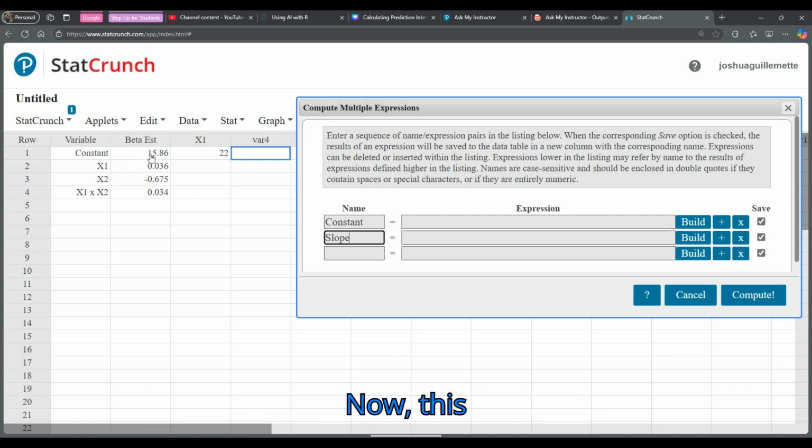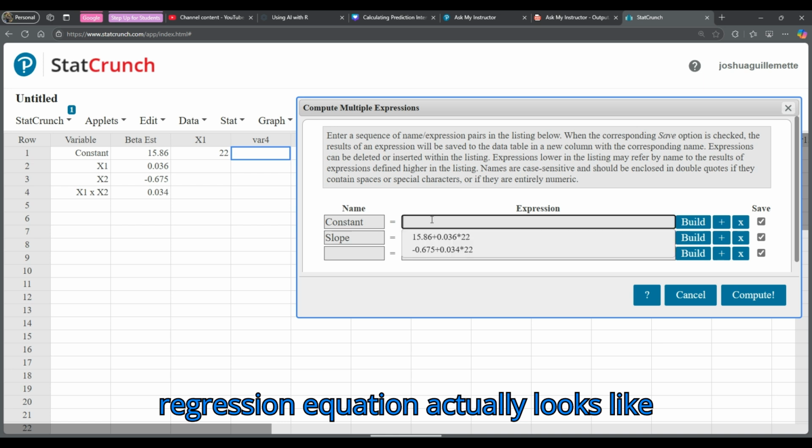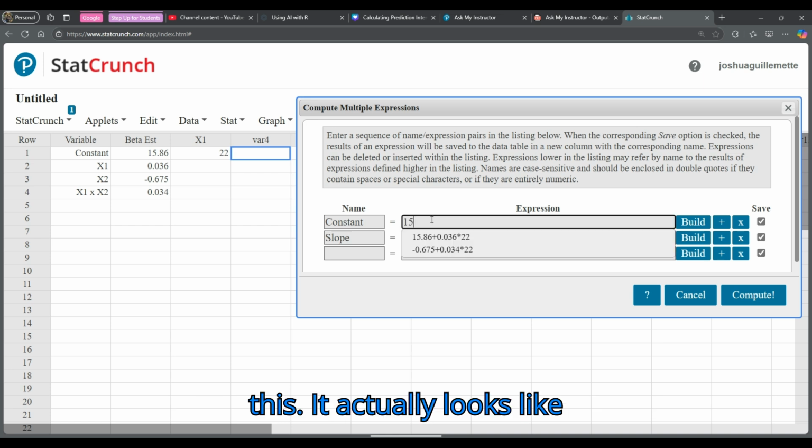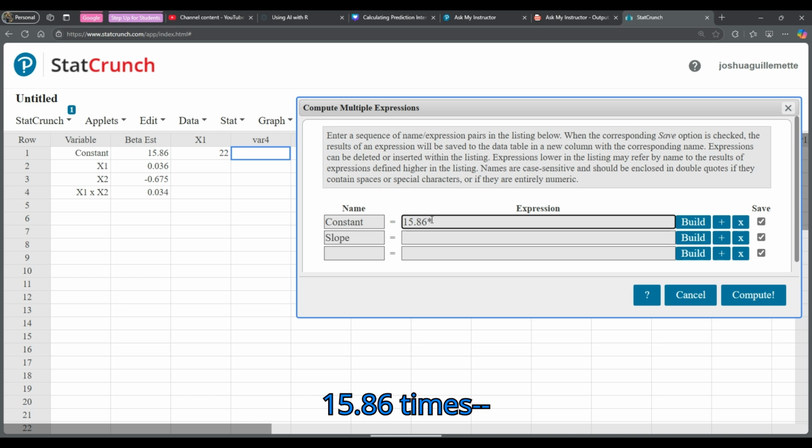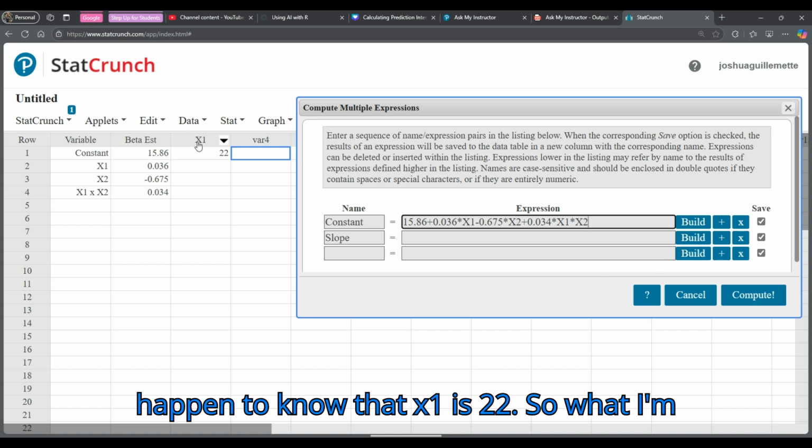Now, this regression equation actually looks like this. It actually looks like 15.86, plus the 0.036 times x1, minus 0.675 times x2, plus 0.034 times x1 times x2. Okay?